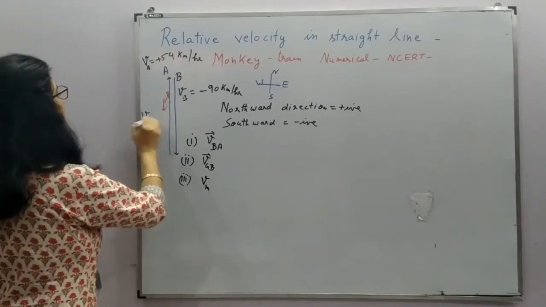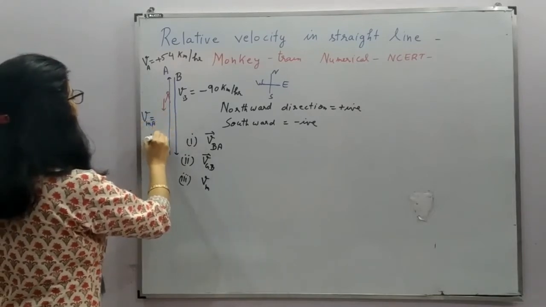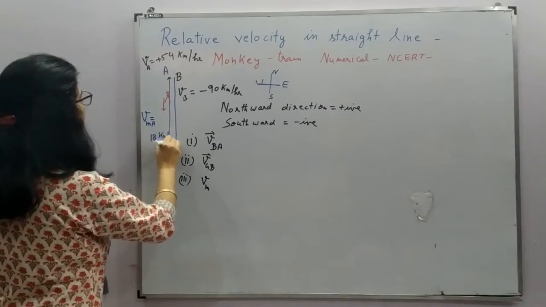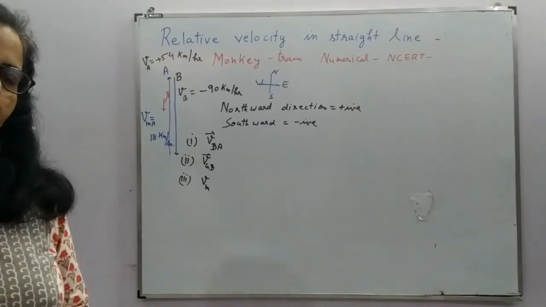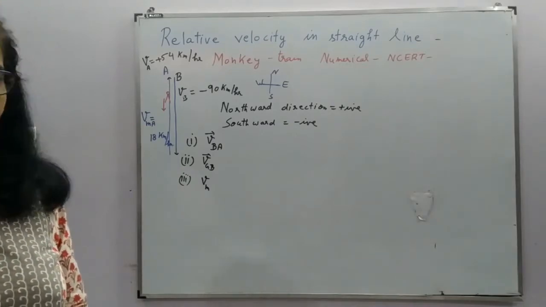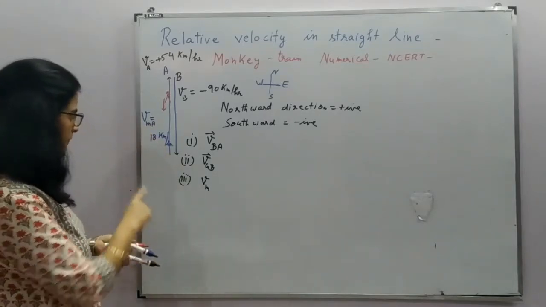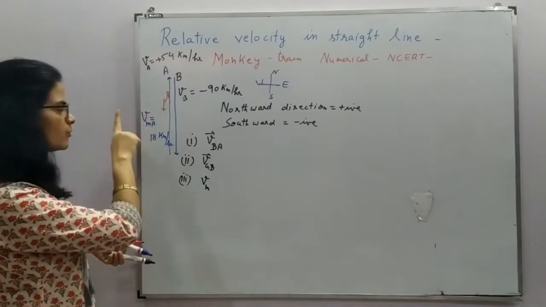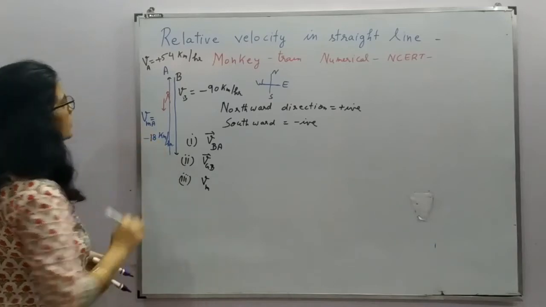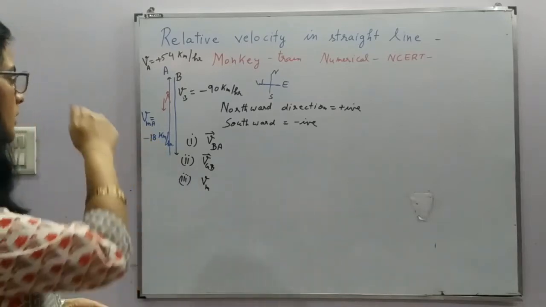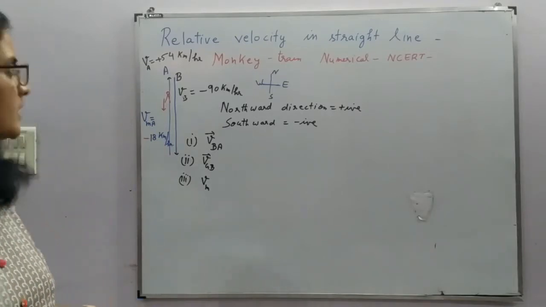Right? And they have given it 18 km per hour. Right? Now look at this. In which direction is the monkey moving? It is moving southwards, right? And they have given that its velocity with respect to A is 18 km per hour. And since he is moving backwards, I will mark his velocity negative, right? So it is moving southward, that's why its velocity is taken minus, right?